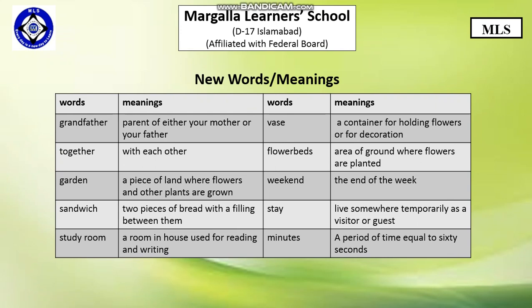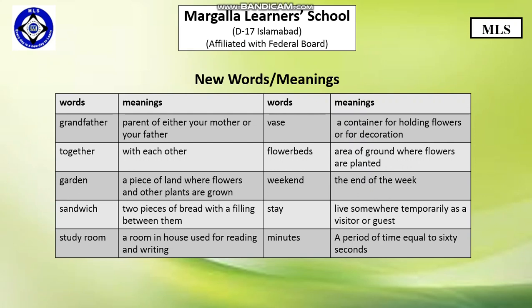Vase. Vase is a container for holding flowers or for decoration. Flower beds. An area of ground where flowers are planted. The next word is weekend. Weekend. It is the end of the week. For example, Saturday and Sunday is the weekend.